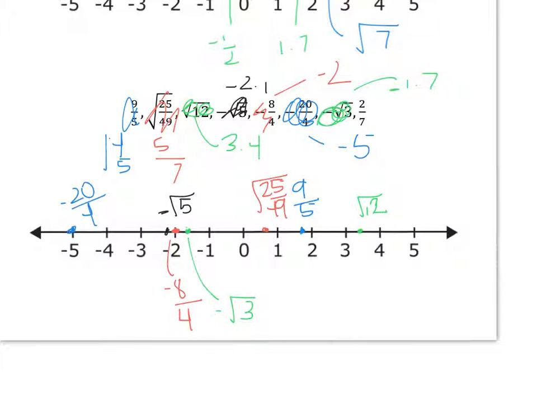And then 2/7. 2/7 is not quite halfway yet. So 2/7 will be about right there, between 0 and 1. 2/7. And there we go. We've ordered those numbers on the number line.